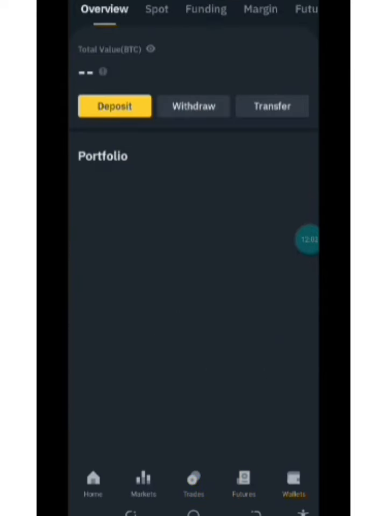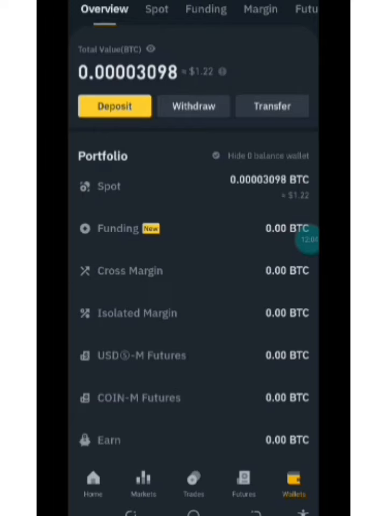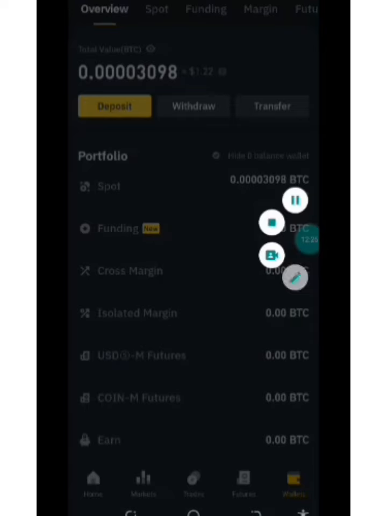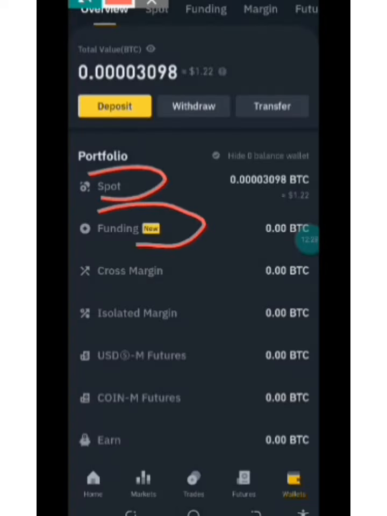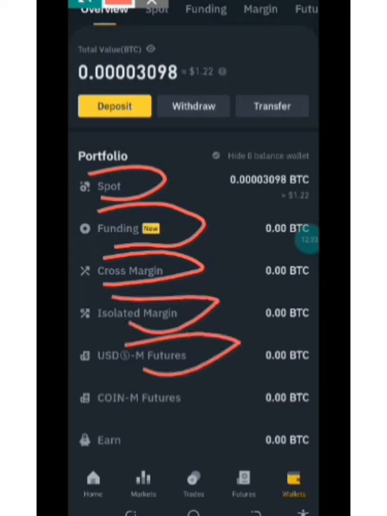Now I'm talking about the wallet. This is where we are going to spend more time. You can see at the top: overview, spot, futures, margin. We're in the overview, which really means every asset I have. You can see spot, funding, cross margin, isolated margin, USDT margin futures, coin margin futures. I'll just be talking about the spot and the funding.